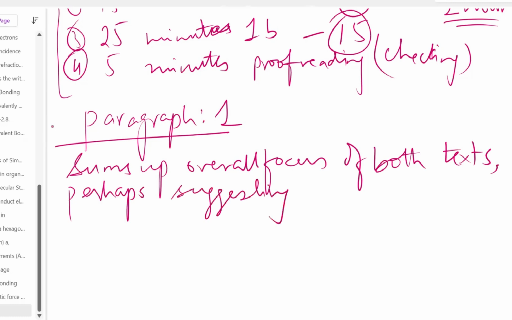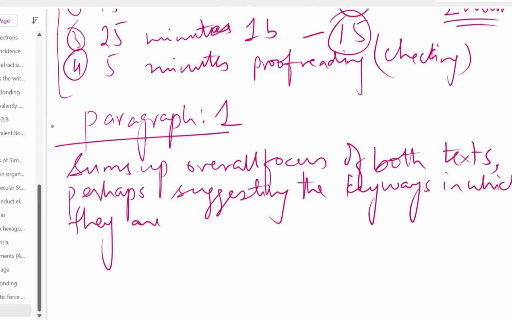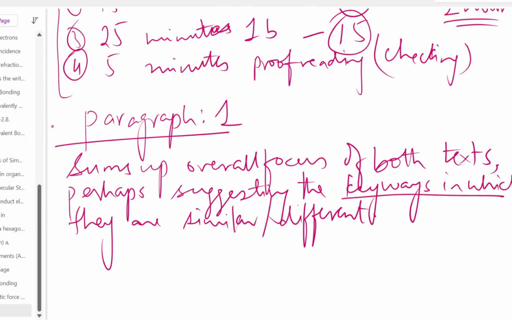Perhaps suggesting the key ways in which they are similar or different. That's up to you. How are you going to sum up the overall focus of both texts, suggesting the key ways in which they are similar or different, in which they are the same or they're different? You are going to extract the important information from both texts and just embed that in the first paragraph. Got my point?